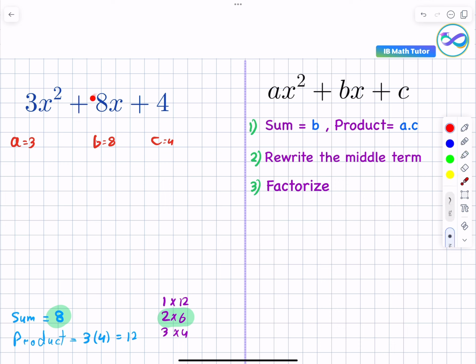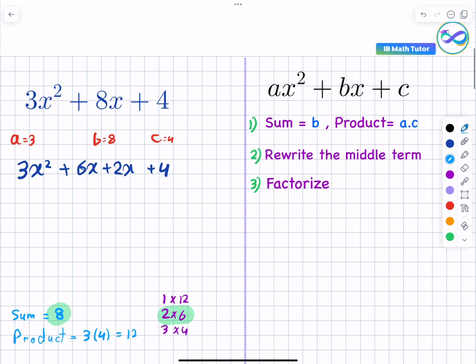So we will write the middle term here, 8x, using the two numbers found here, 2 and 6. So we will have 3x squared plus the 8x is written as 6x plus 2x. Here 6x plus 2x is 8x. Then we have plus 4. Now here we have 4 terms. We will factorize each pair of terms completely.